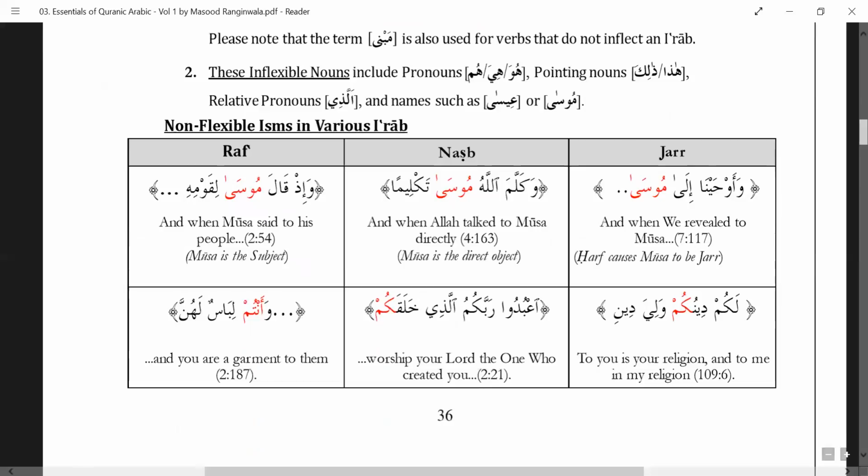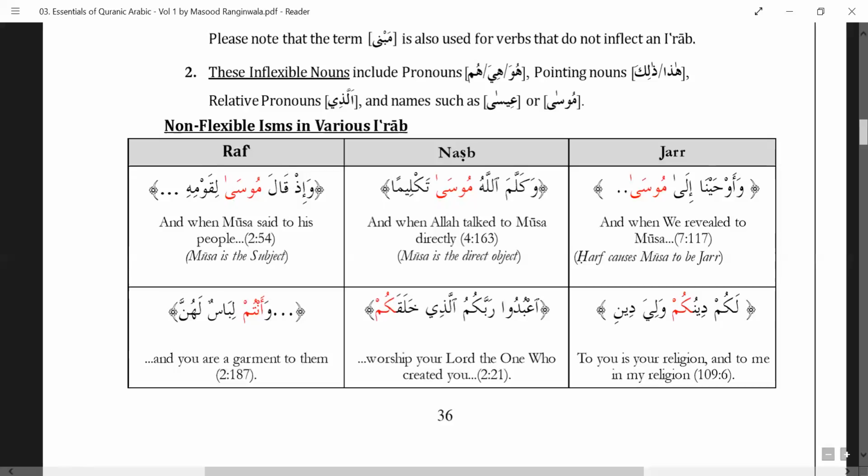Let's go over it. First, Rafa. وَإِذْ قَالَ مُوسَى لِقَوْمِهِ. And when Musa said to his people. Now who is doing what is the action here? Saying. Who is saying? Musa alayhi salam is saying. So when he is saying, he's doer of the action. And a doer of the action is always in Rafa. So here you will say that Musa is in Rafa.